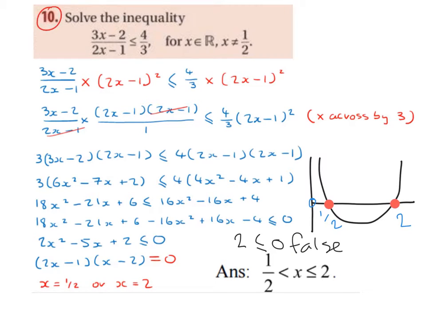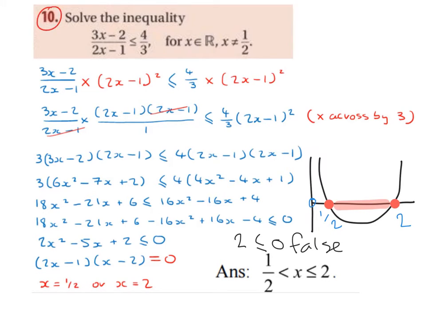Since our test value was outside of our roots, and we got a false statement when we substituted it, that means that our solution is going to be inside our roots. So our solution set is x values between 1/2 and 2. It's going to be x is greater than 1/2 but less than or equal to 2.